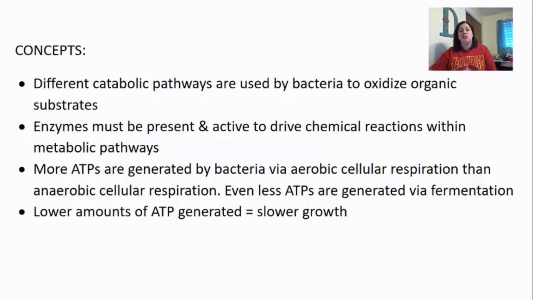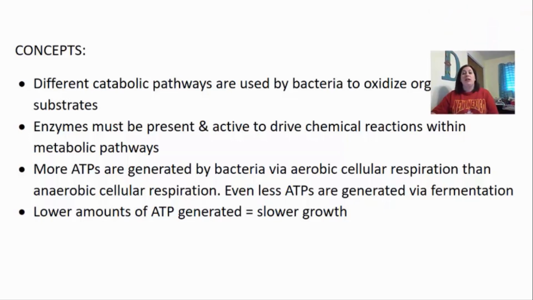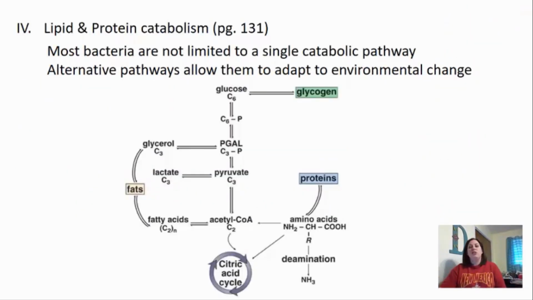More ATP is generated by bacteria via aerobic cellular respiration than anaerobic cellular respiration. Even less is generated through fermentation. When lower amounts of ATP are generated, this is going to equate to slower growth in the lab and even slower growth in the environment. Now, sugars are not the only thing that could be used to potentially create energy.